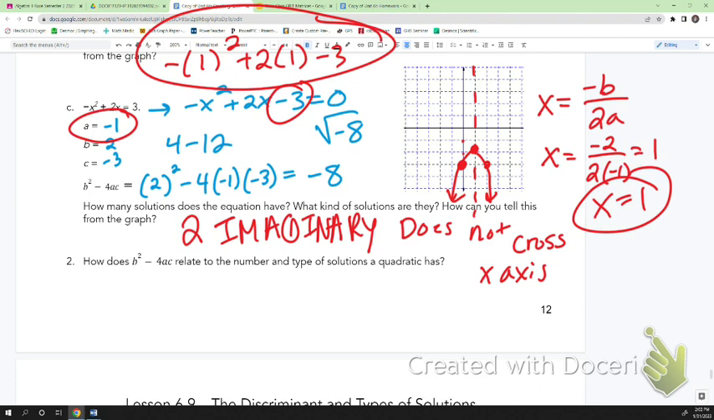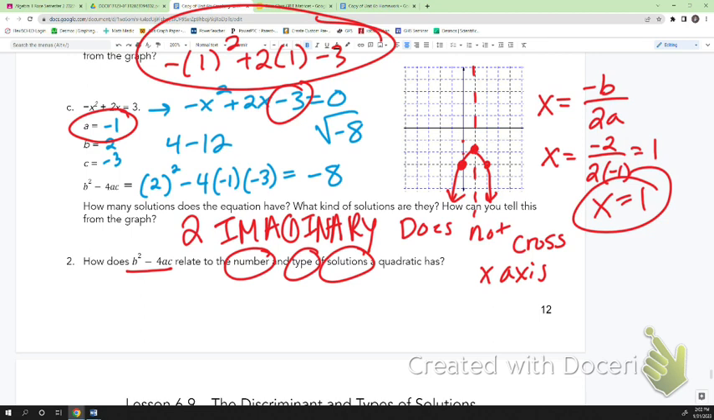Let's summarize. How does b squared minus 4ac relate to the number and type of solutions your quadratic will have? I want you to turn and talk. Write something down. We'll summarize in just a minute. What do we notice about b squared minus 4ac? How does it relate to the number and type of solutions?